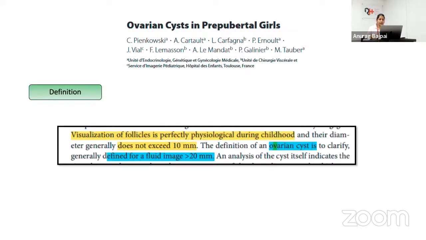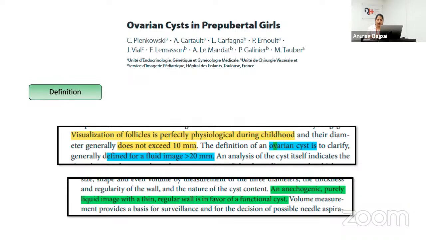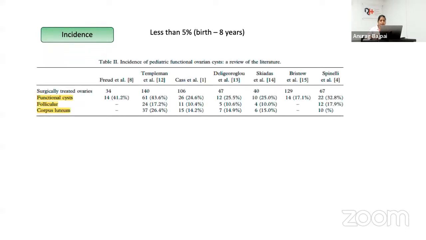So if we go by the definition, as Dhwani has already gone through what this ovarian cyst is. Generally the physiological ovarian cyst is common in childhood and it does not exceed more than 10 mm. But by the definition, ovarian cyst is a fluid-filled image and it is generally more than 20 mm. And it is purely anechogenic and filled with clear fluid, has a regular wall. And it goes in favor of functional ovarian cyst. And it has already been discussed. It has an incidence of less than 5% in the age of birth to 8 years. And the functional ovarian cyst includes the follicular ovarian cyst, and it could also be the corpus luteum.